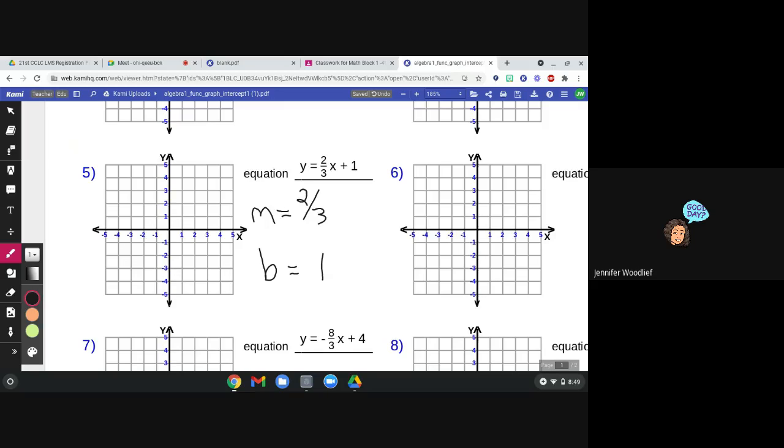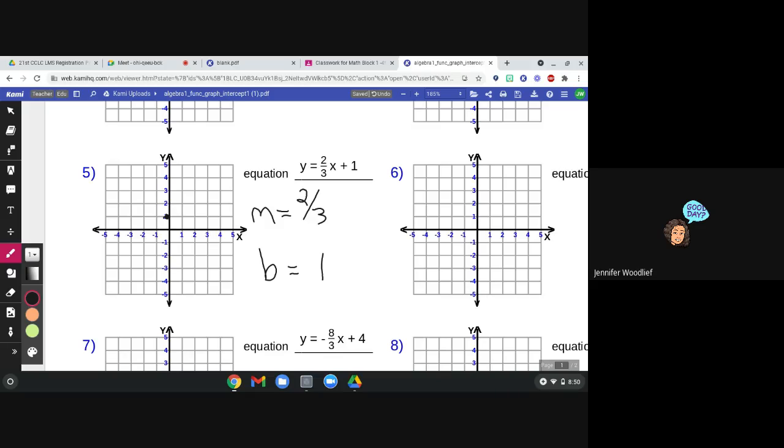What's the first thing I'm going to put on my graph? My y-intercept. And the y-intercept crosses which axis? The y-axis. So on the y-axis, which is your vertical, you want to put a dot on 1. Okay? Now, how am I going to use that slope to find more points? Rise over run. Okay, so from the point I just put on, I'm going to rise 2 and run 3.